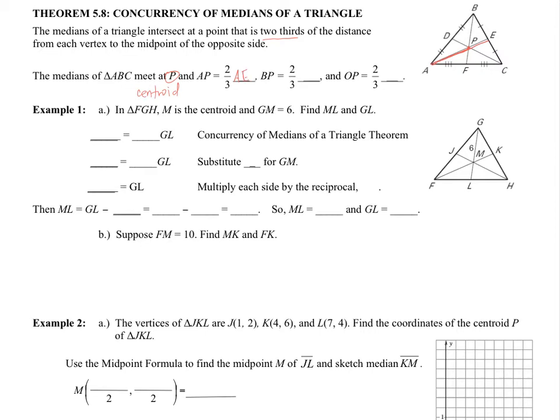So BP will be 2/3 of BF. And CP will be 2/3 of CD. There's a proof on my website. Please go take a look as to why this is true.